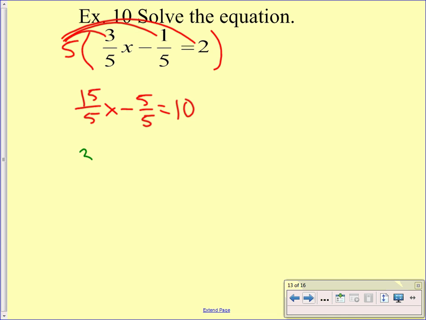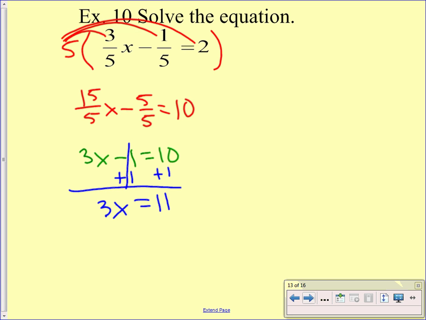15 over 5 is 3x. 5 over 5 is 1. 10 stays 10. Now I'm going to solve it. Add 1 to both sides. 3x equals 11. Then isolate the variable by dividing by 3 on both sides. So x equals 11 over 3. That is the exact answer. 11 does not divide evenly by 3. Do not put a mixed number. And do not put a decimal. Leave it as the exact answer.